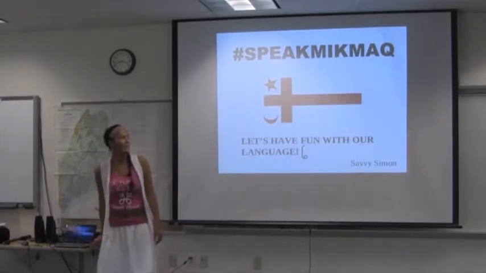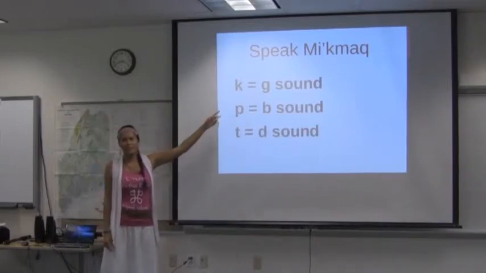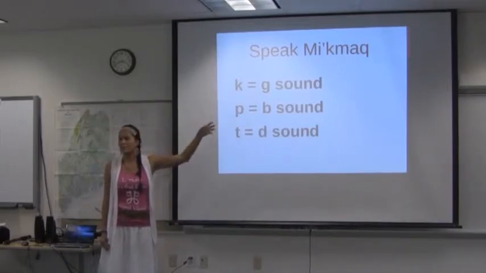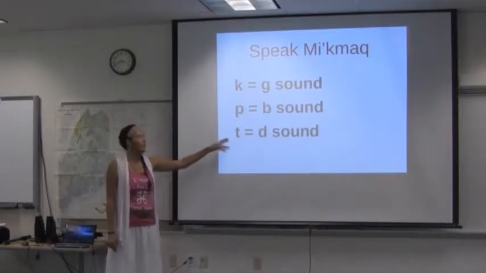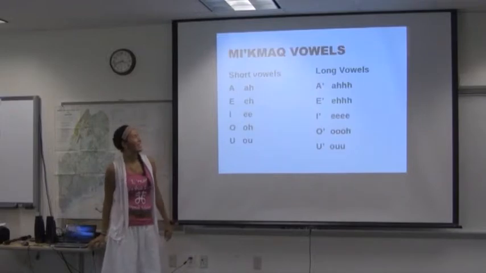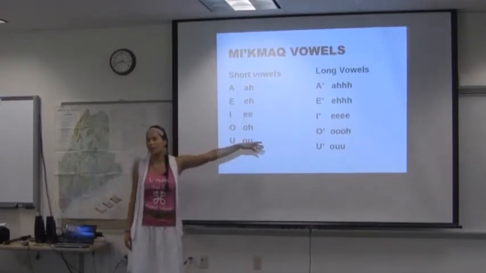Before I show you some of the videos of the movement. So, the K is a G sound. So this is just to keep note, like when you see the words, the K sounds like a G, the P sounds like a B, and the T sounds like a D. And then for the vowels, we have short vowels and we have long vowels.